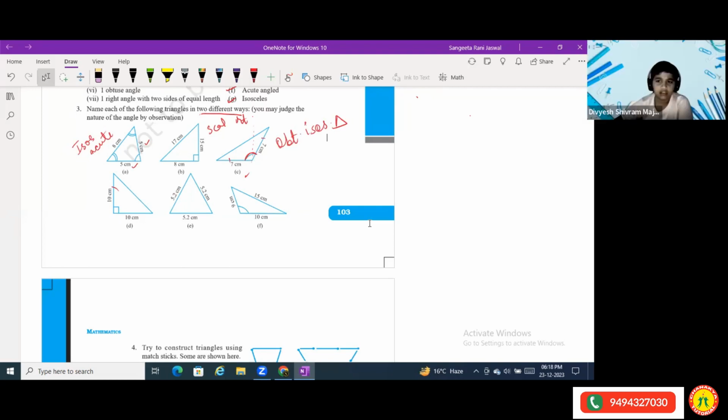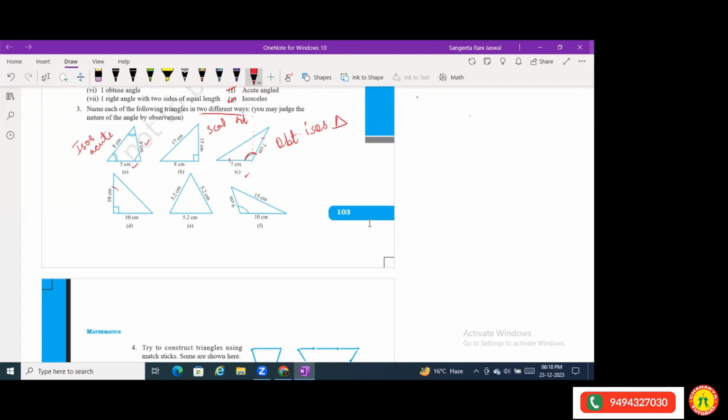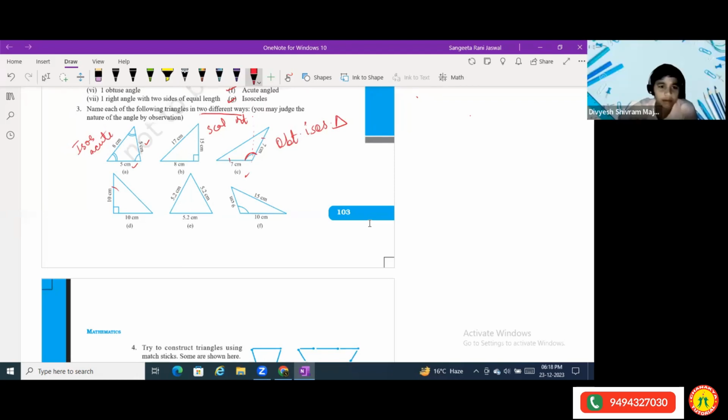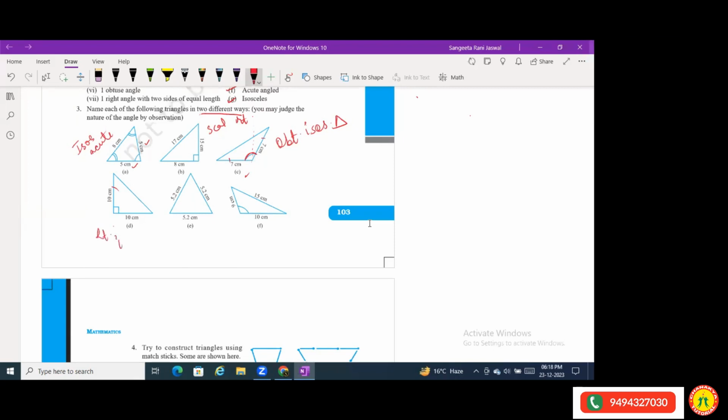Okay, Divish, you tell me, what is this next one? Ma'am, it is right angled and isosceles. Good. It's a right angled and isosceles triangle.